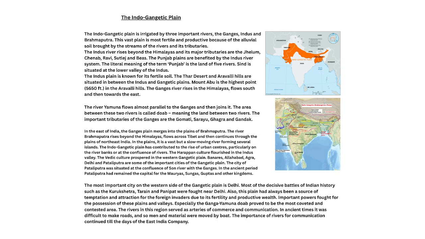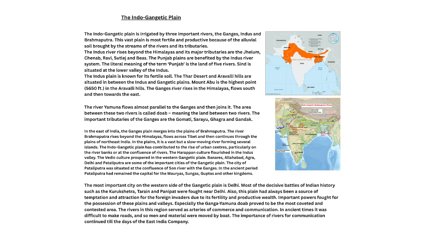The Harappan culture flourished in the Indus Valley. The Vedic culture prospered in the western Gangetic plain. Banaras, Allahabad, Agra and Patliputra are some of the important sites of the Gangetic plain. The city of Patliputra was situated at the confluence of Son river with the Ganges. In the ancient period, Patliputra had remained the capital for the Mauryas, Sungas, Guptas and other kingdoms.